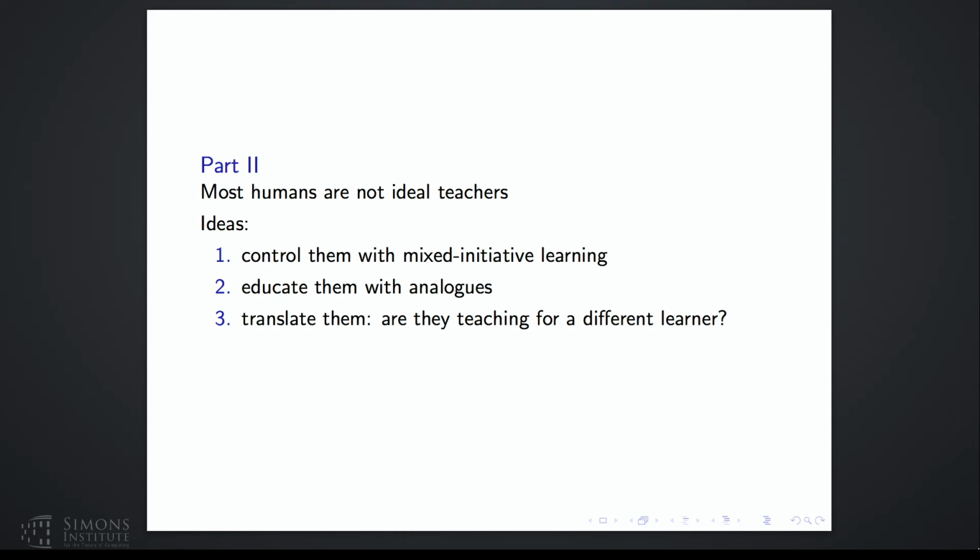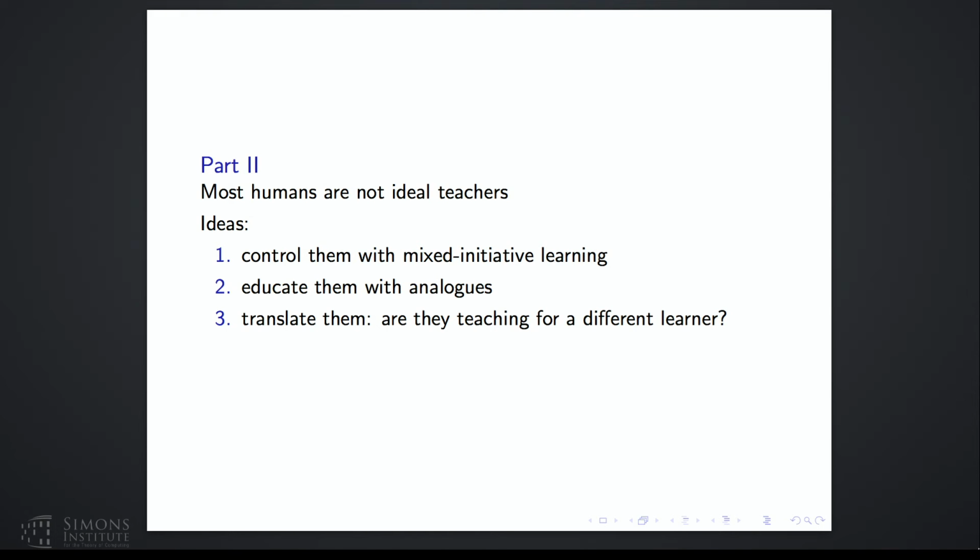Finally, this is getting to probably the more interesting part. Maybe the humans are near-optimum teachers, but they just don't know exactly what your learning algorithm is. So they may be teaching with respect to something else. And maybe you, as a computer, can have a meta-learning algorithm that translates what they're trying to teach you into a form that your actual learning algorithm can accept.